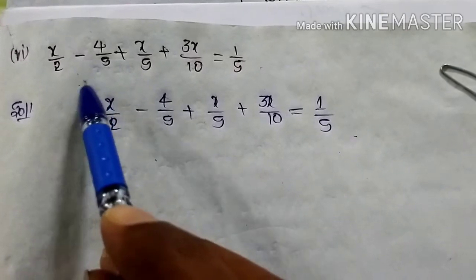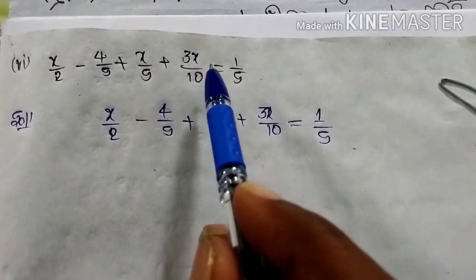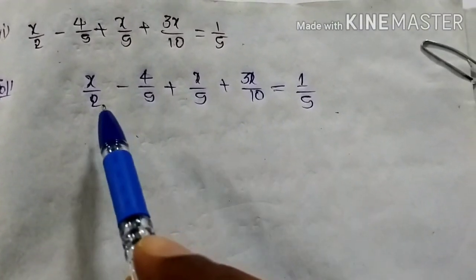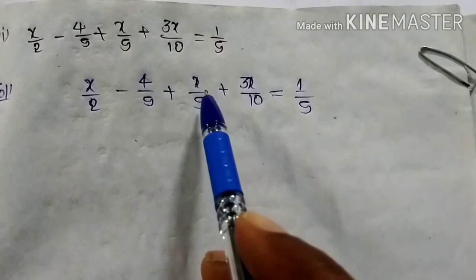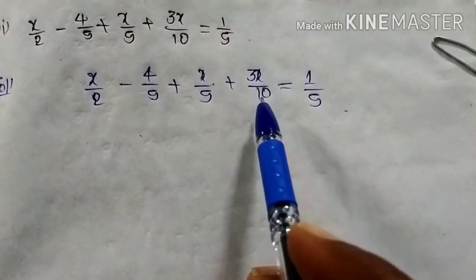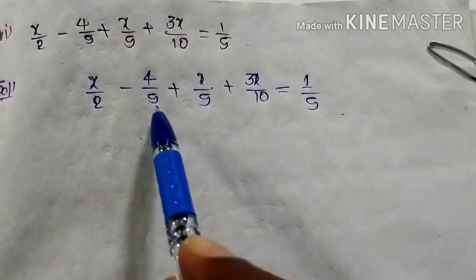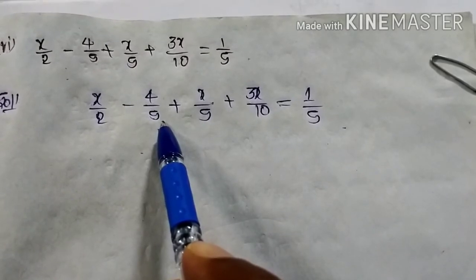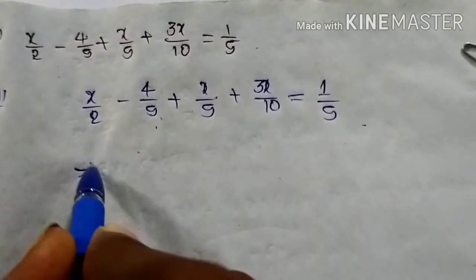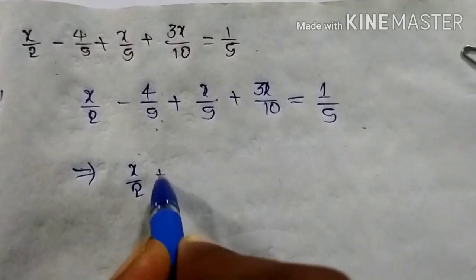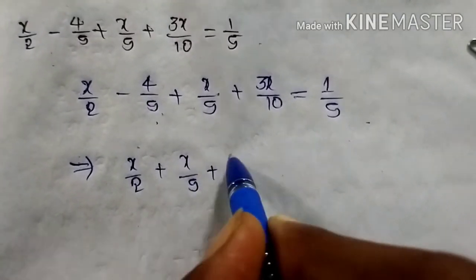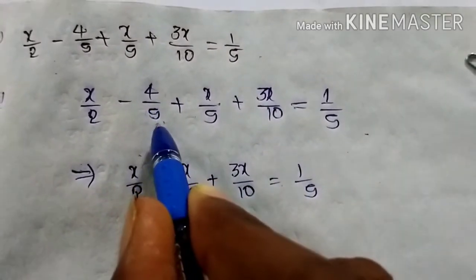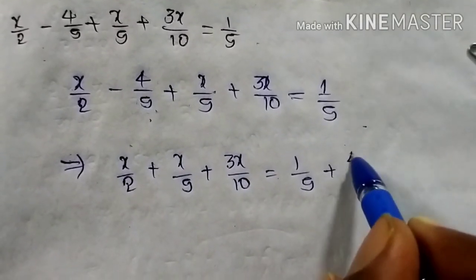Simplify. x by 2 minus 4 by 5 plus x by 5 plus 3x by 10 is equal to 1 by 5. Once you observe here, the simple equation is in the variable x or not. Yes, you can keep all the variables on the LHS, but see, minus 4 by 5 is a constant or not, so that you can transpose minus 4 by 5 to RHS. That means, can I write here x by 2 plus x by 5 plus 3x by 10 is equal to 1 by 5. This minus 4 by 5 will become plus 4 by 5.